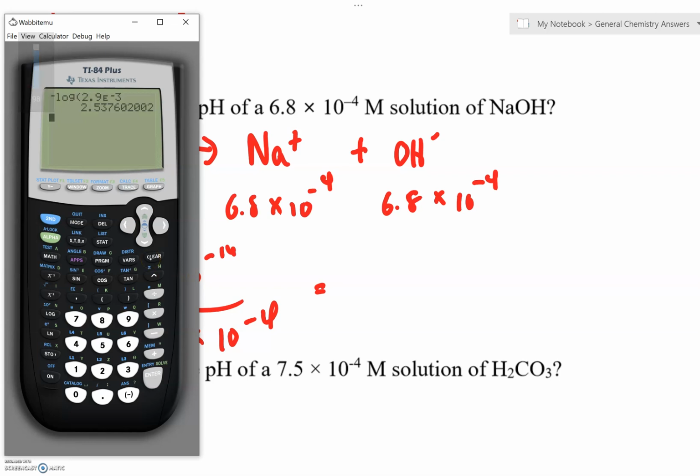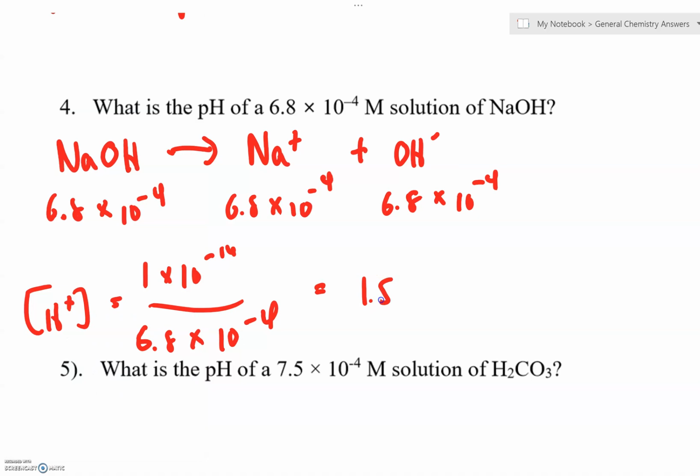So we're going to say 1 times 10 to the negative 14th divided by 6.8 times 10 to the negative 4th. I get 1.47 times 10 to the minus 11th. Let's round that up to 1.5 times 10 to the minus 11th.